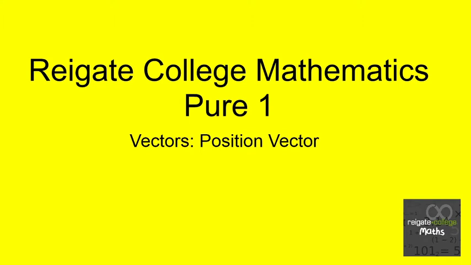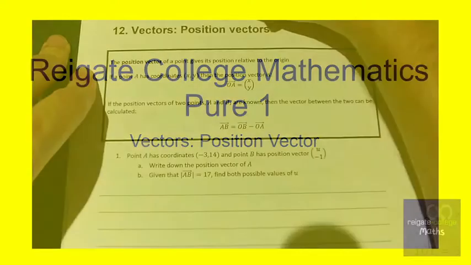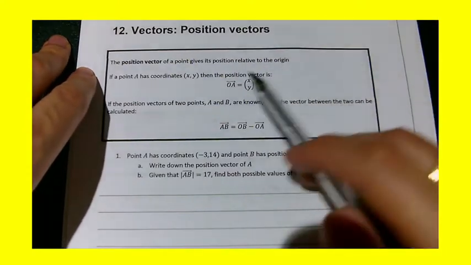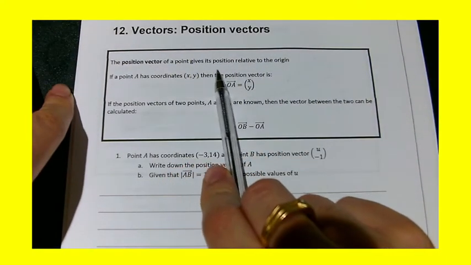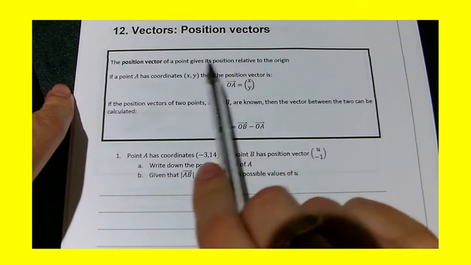We're going to look at position vectors, quite an important concept, especially when you get on to looking at geometric problems in vectors, and the ability to use position vectors to describe situations is useful. So what is a position vector? A position vector of a point gives its position relative to the origin.